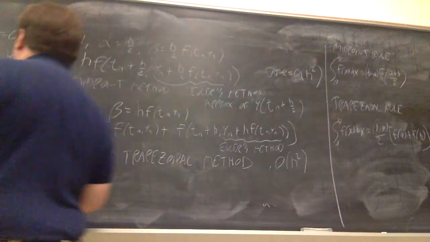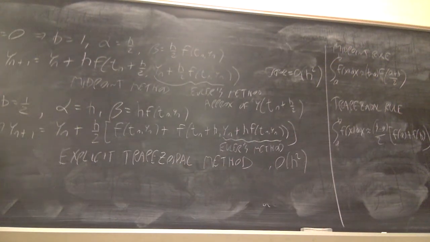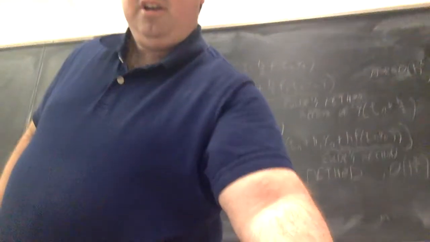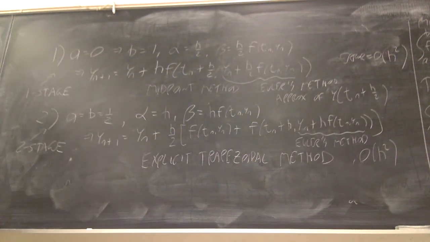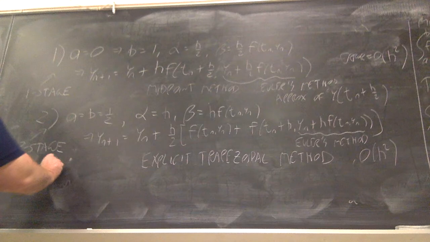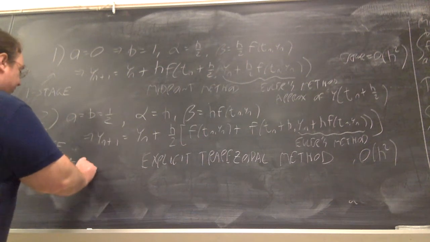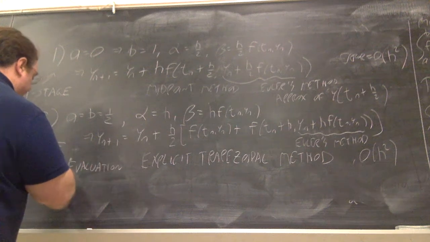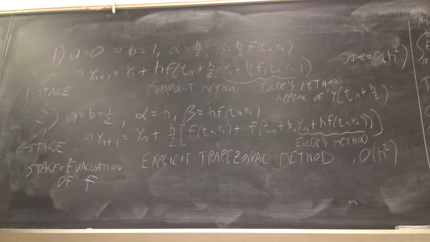The first one, the midpoint method, is called a one-stage method, whereas the second method, the trapezoidal, is called a two-stage method. Now, a stage of a Runge-Kutta method is defined to be an evaluation of f. So midpoint method only needs to evaluate. Oh, wait a minute. I totally blew that. They're both two-stage methods.